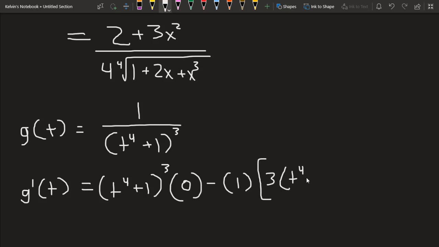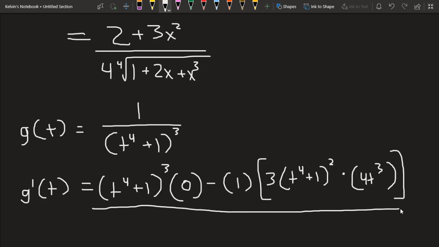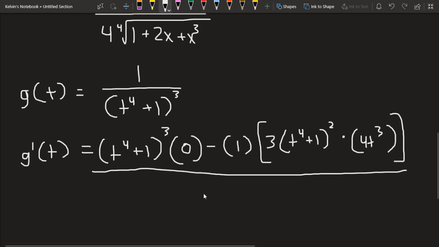(t fourth plus 1) squared times, and then we'd have to take the derivative of t fourth plus 1 now, and that would just be 4t cubed. And then the quotient rule states that everything is squared at the bottom, so then this would just be (t fourth plus 1) cubed, but then squared, so that's just 6.